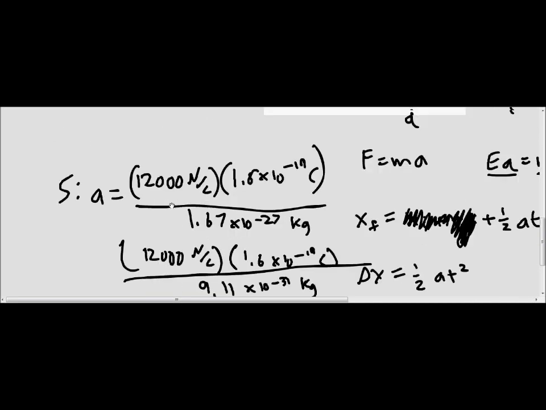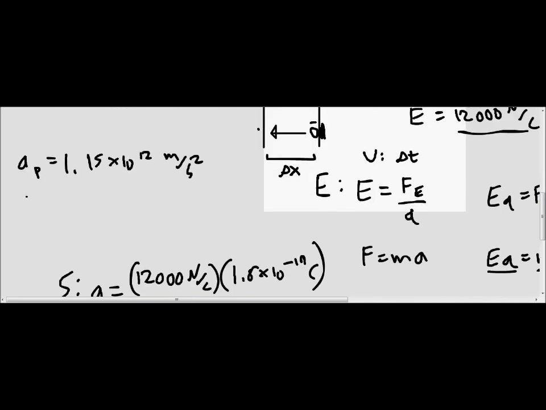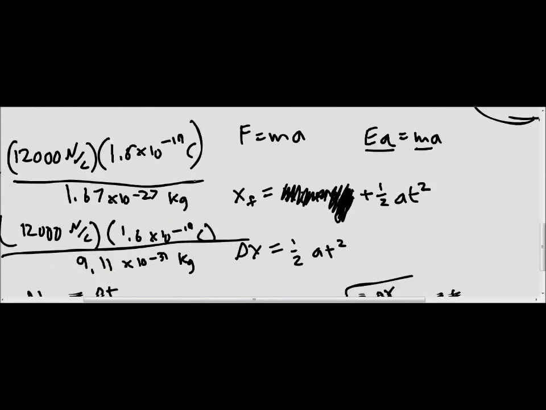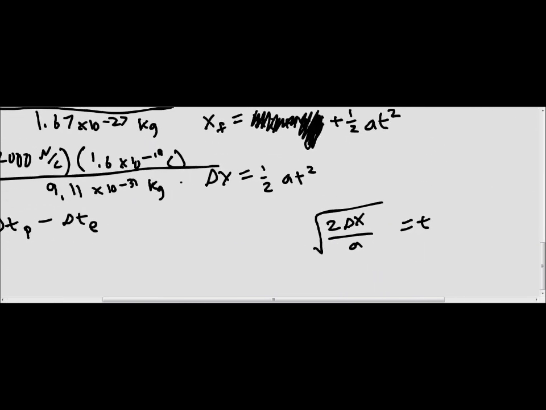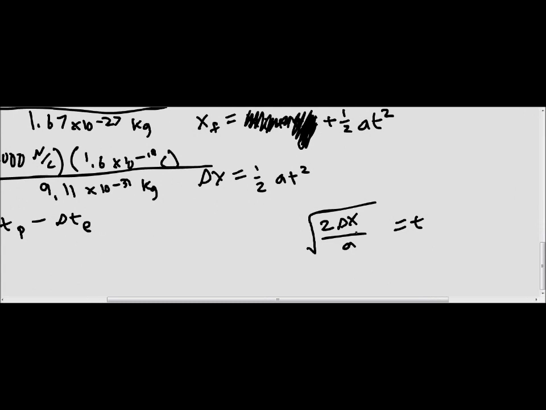kilograms. And so the acceleration for the electron is 2.11 times 10 to the 15th meters per second squared. So from here we can take these values and plug them into this equation in order to find the times for each of them.